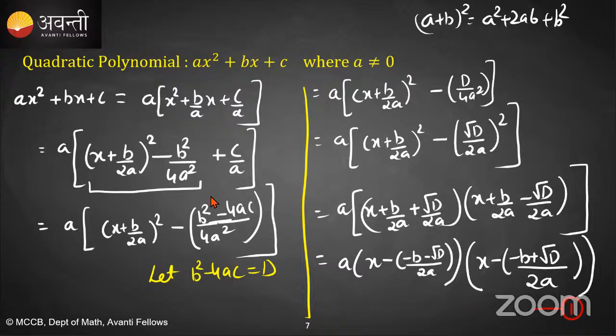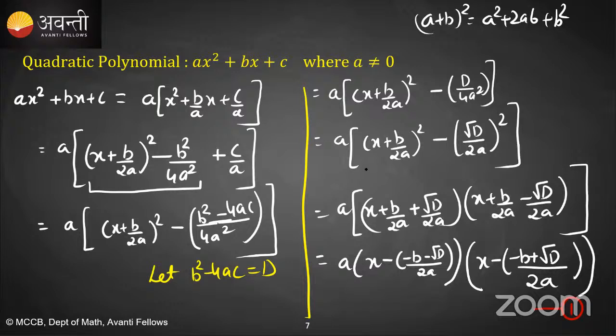Okay, if there is no doubt, then c by a was already there, so take the LCM. So this can be written as x plus b by 2a whole square minus, taking minus common and the LCM, b square minus 4ac divided by 4a square. Clear? So what I said is, let b square minus 4ac equal D. So it means this is written as a into x plus b by 2a whole square minus D upon 4a square, right? So D upon 4a square is root D by 2a whole square.